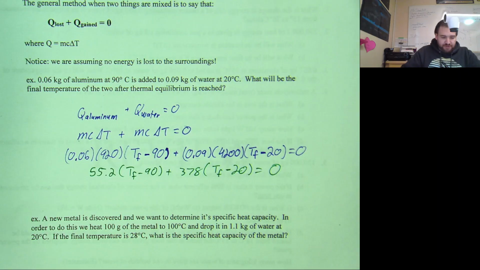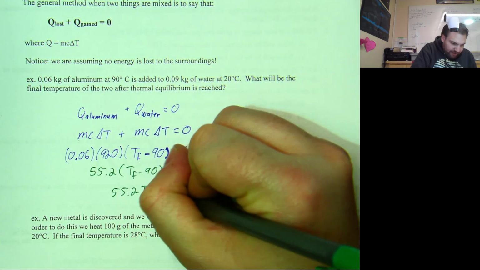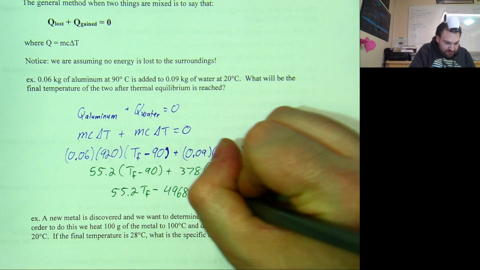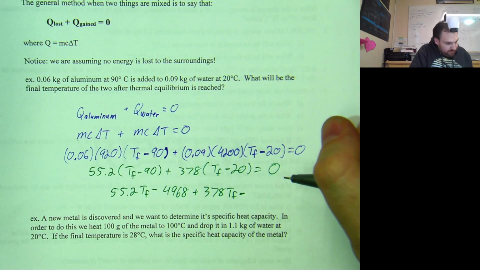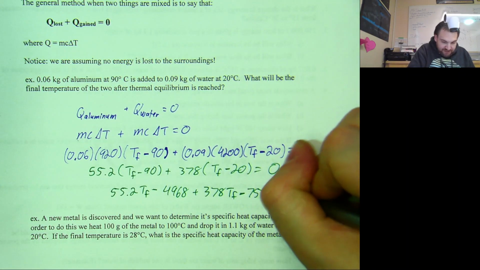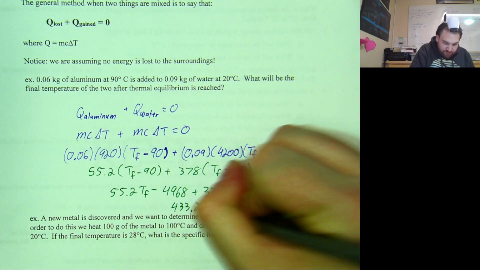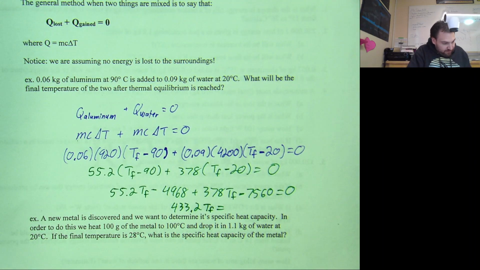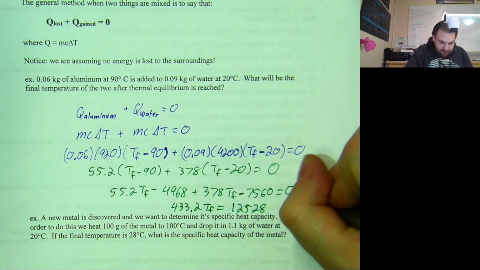I'm going to distribute those values in. So I'm going to get 55.2 T final minus 4,968 plus 378 T final minus 7,560 equals 0. So I'm going to get 433.2 T final equals 12,528. So my final temperature.